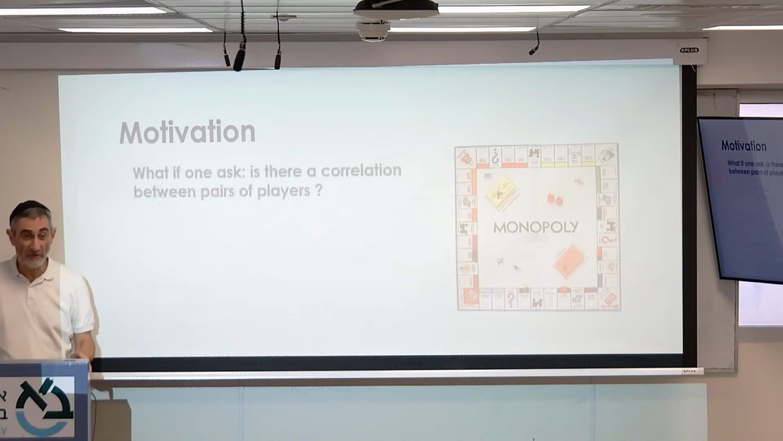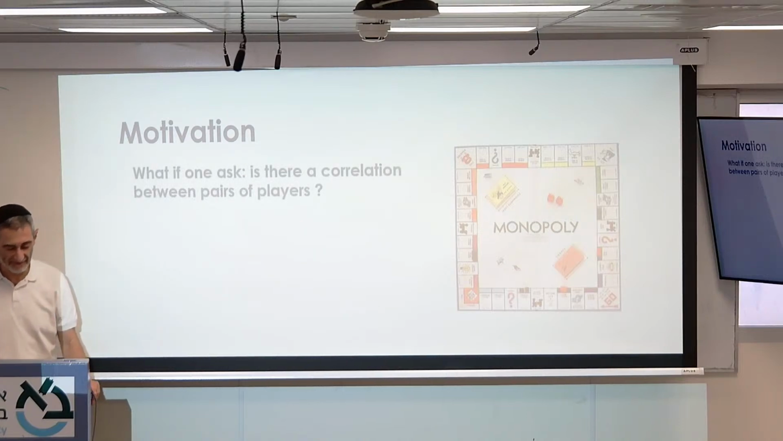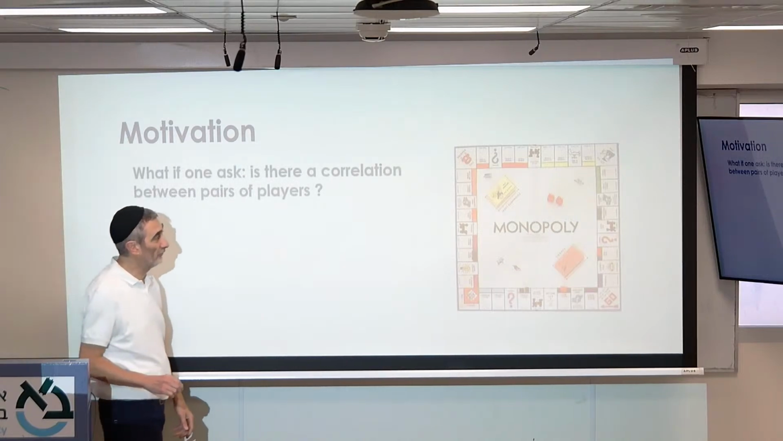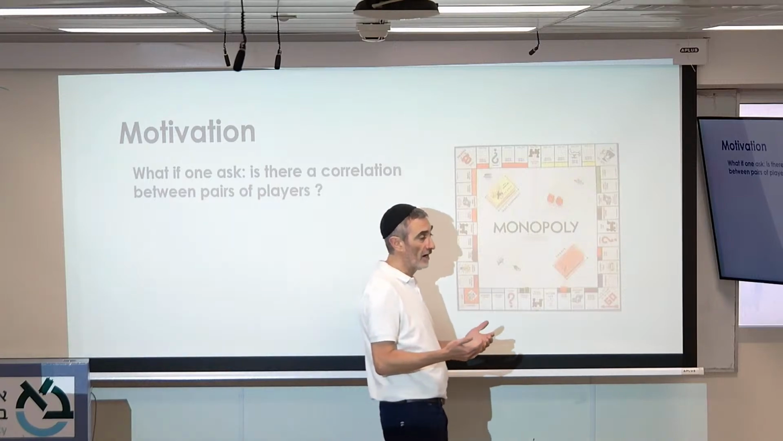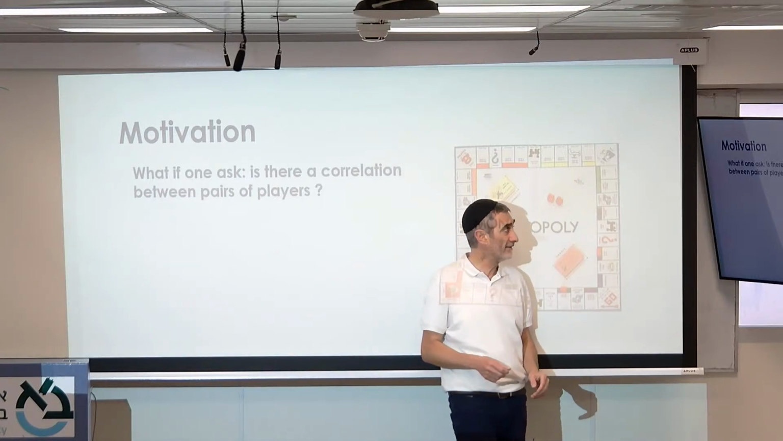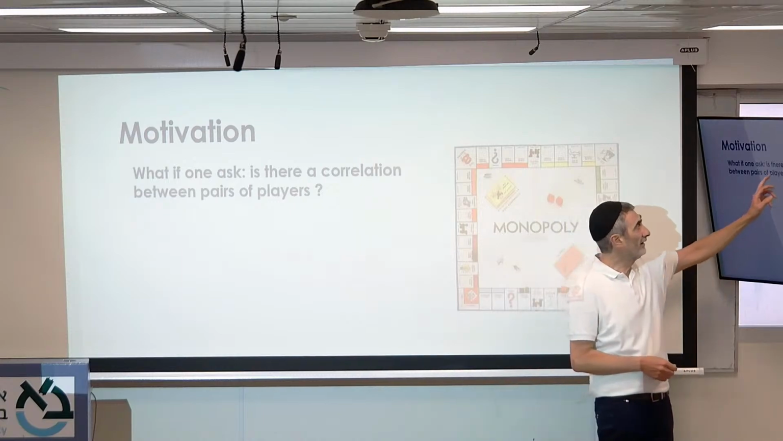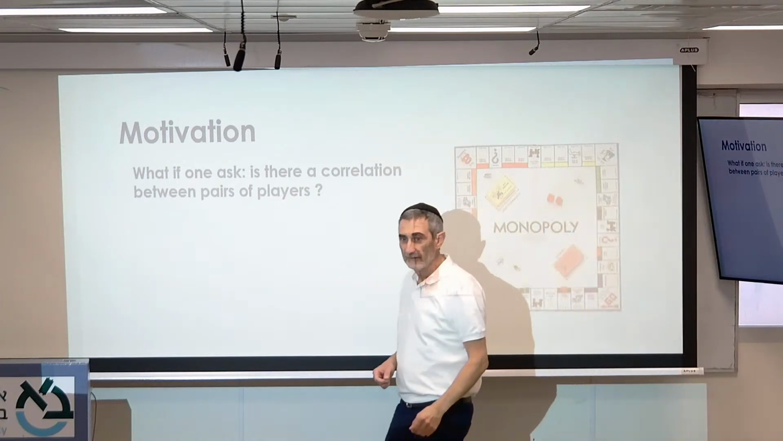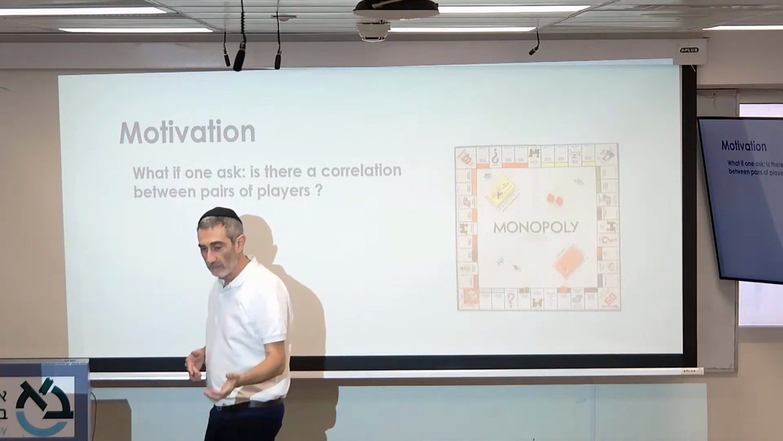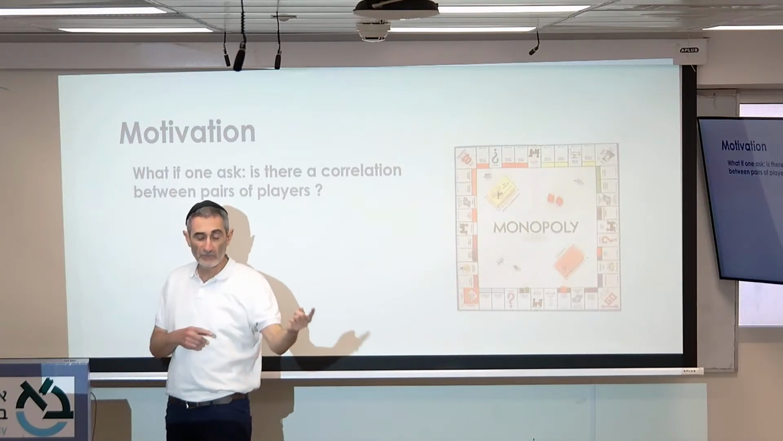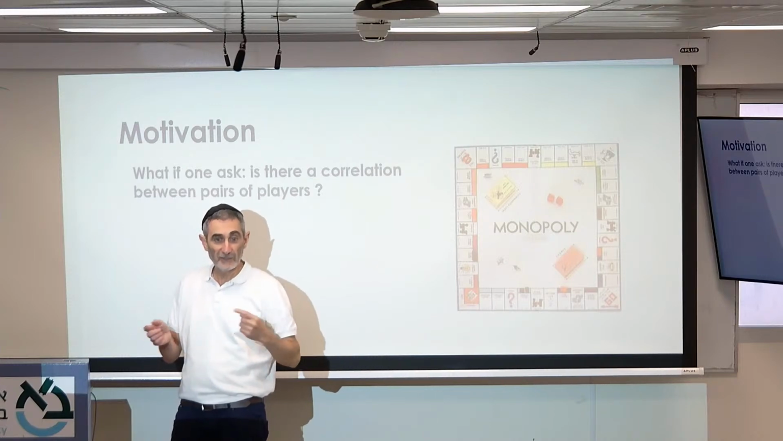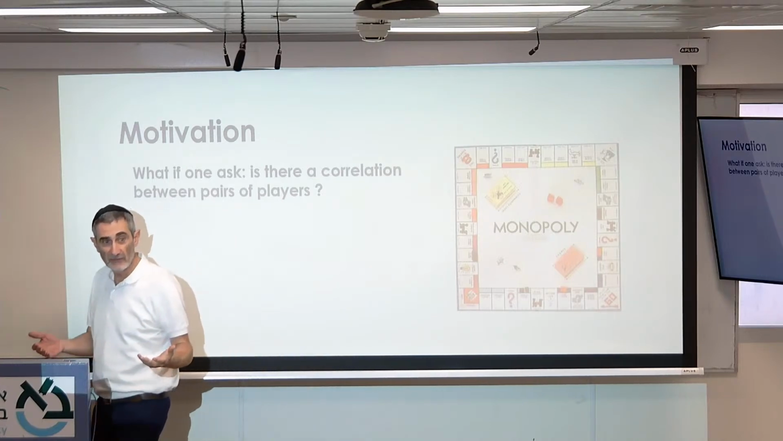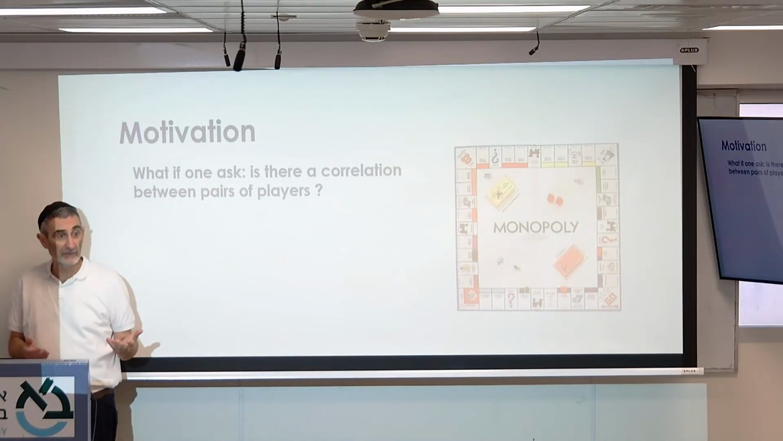So now, what about the Green function? What if you ask the following question instead of how much each player has? You ask: is there a correlation between pairs of players? If a player plays the game, is there a connection to the next one? I mean, are they connected? Do they play together? How do they interact?